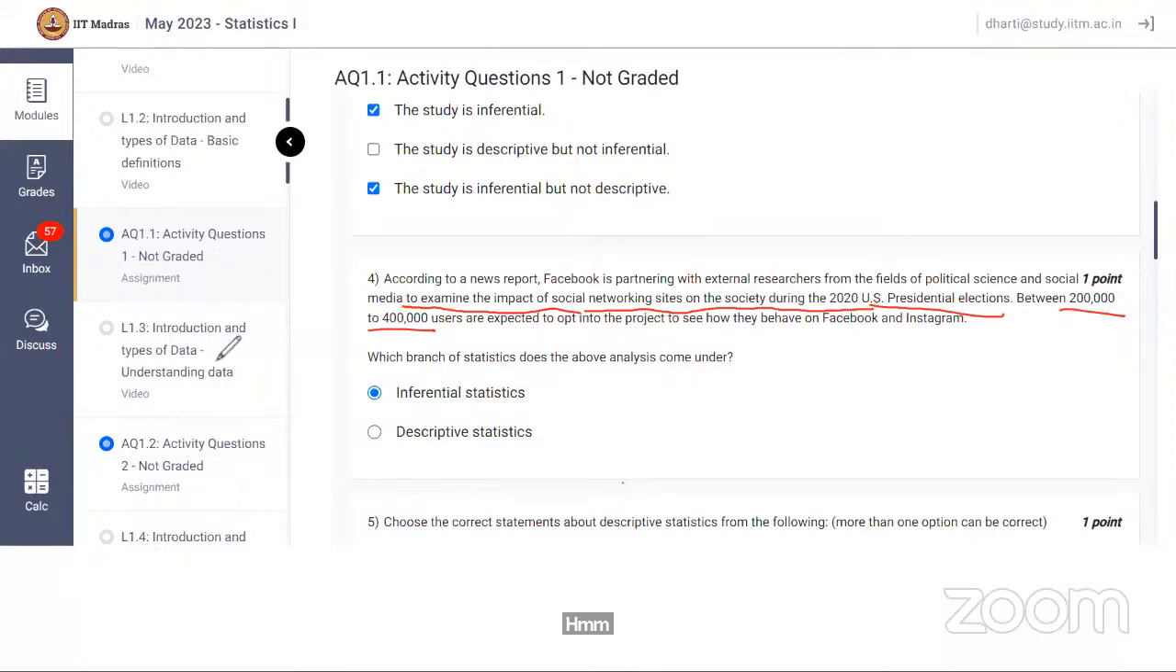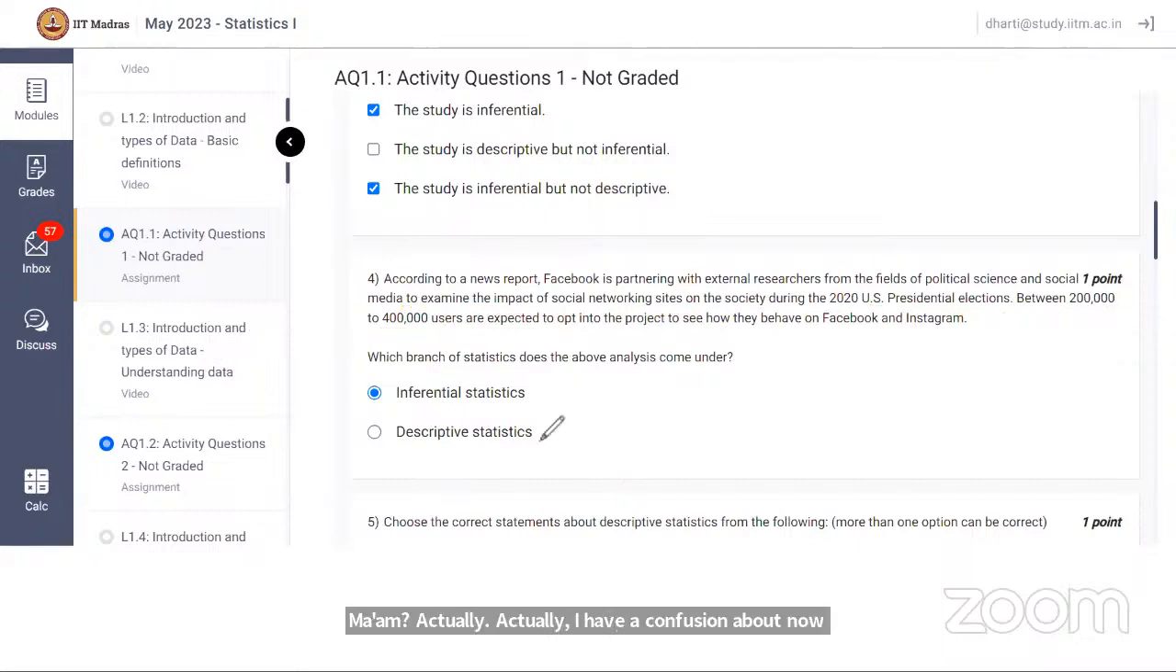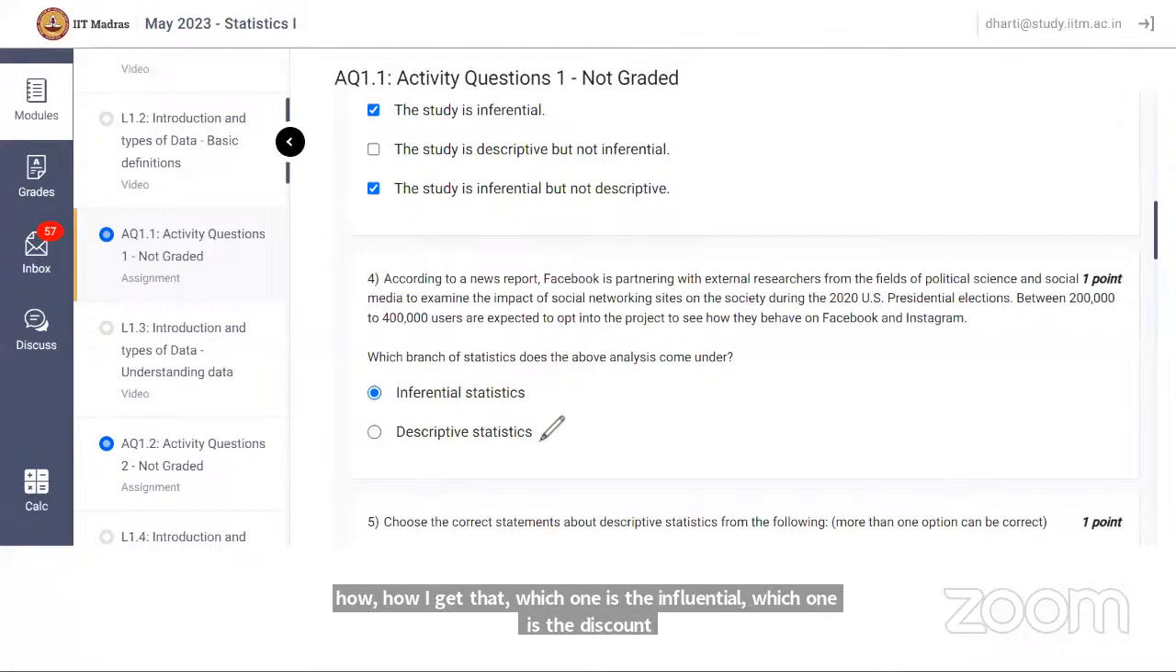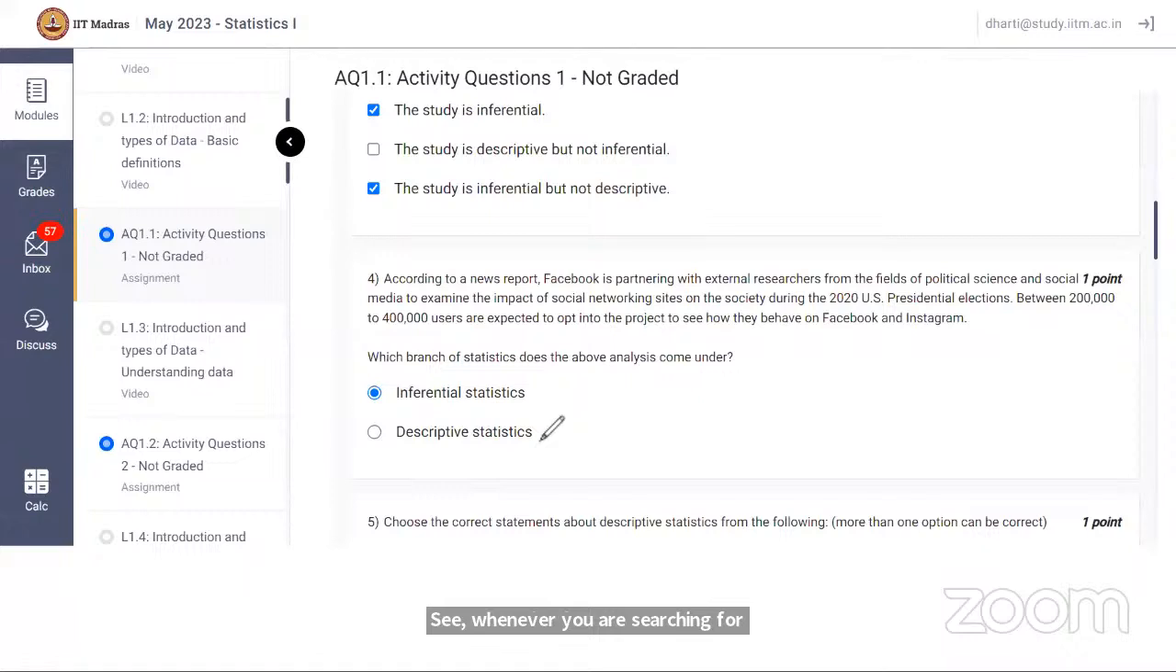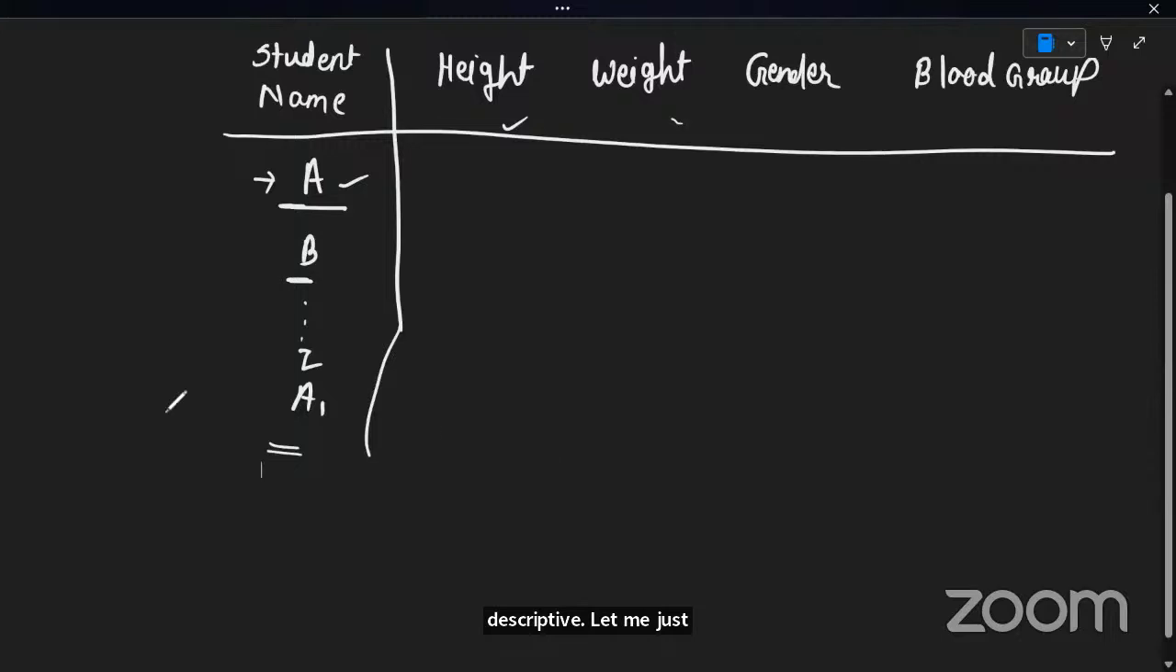Ma'am, actually I have confusion about inferential and descriptive statistics. With the fourth question as an example, what do I have to look at to get which one is inferential and which one is descriptive? What is the major point? See, whenever you are deciding between inferential or descriptive, let me just share. Is the screen visible? Yes, ma'am. Okay, fine.